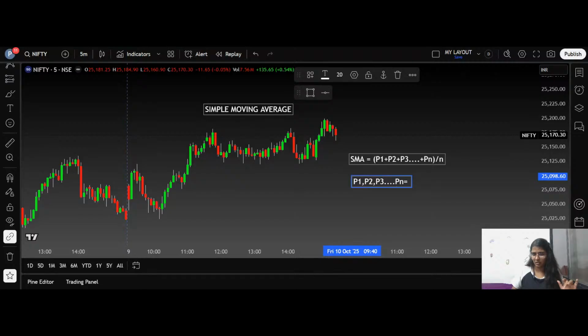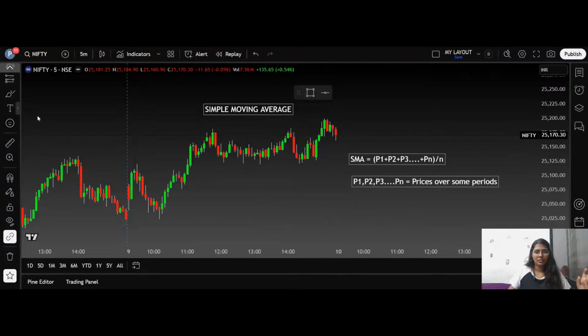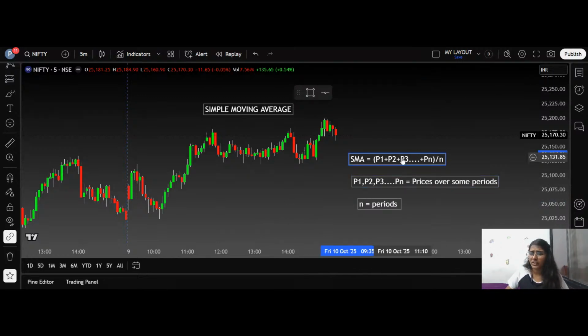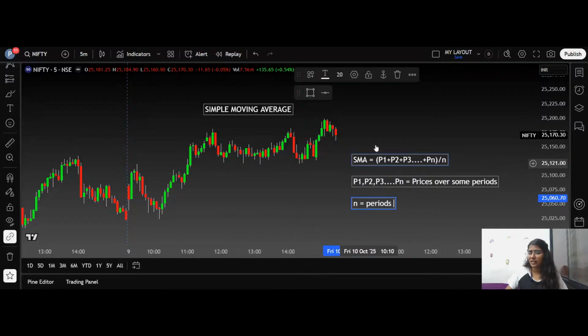are nothing but the prices over some periods. And what are those periods? The periods are nothing but n. So what is the meaning of this? That P1, P2, Pn are the prices over specific periods and n is the number of periods.